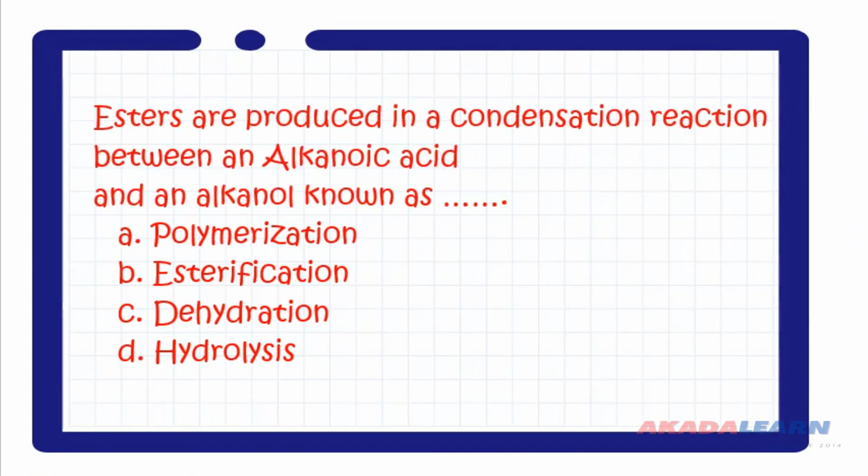Esters are produced in a condensation reaction between an alkanoic acid and an alkanol, known as A. Polymerization, B. Esterification, C. Dehydration, D. Hydrolysis.